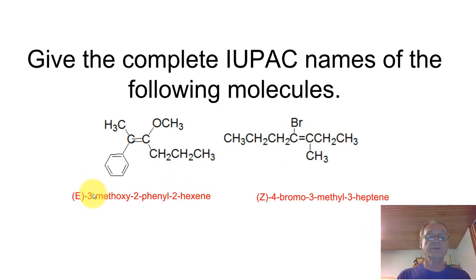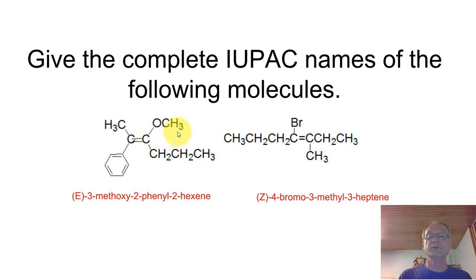Okay, so this one is E, 3-methoxy-2-phenyl-2-hexene. And again, we don't know how to name those yet, but I think you can probably figure it out without too much trouble. But the point is that this is E. So why is this one E? Because of these two groups, the phenyl group is highest priority, higher than a methyl group. And in these two groups, the methoxy group is higher priority.